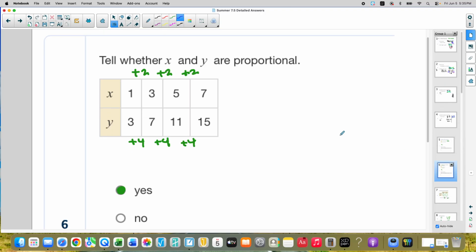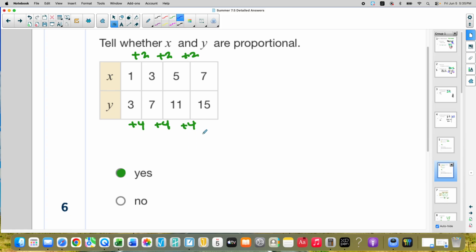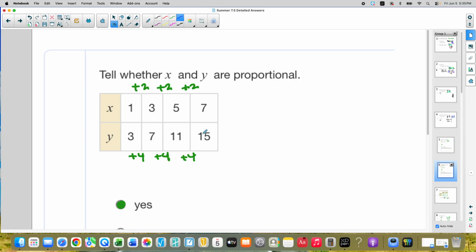Yeah, I said yes. So that's +2. That's +2. That's +4. +4 and +4. How is it not proportional? Right? That's 4. And 4. 7 + 4 is 11. That should have a proportion of 2. That's 4. That's 4. That's 2. That's 2. 3, 4, 5. 5, 6, 7.